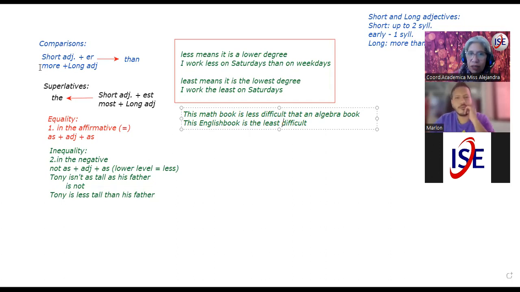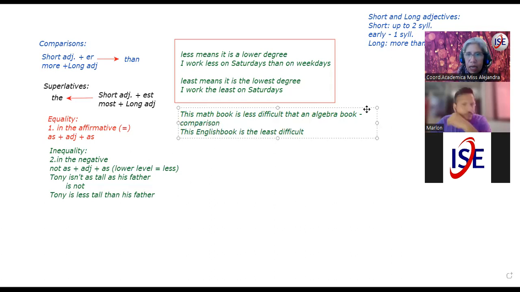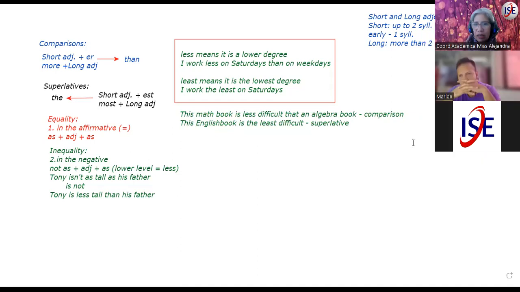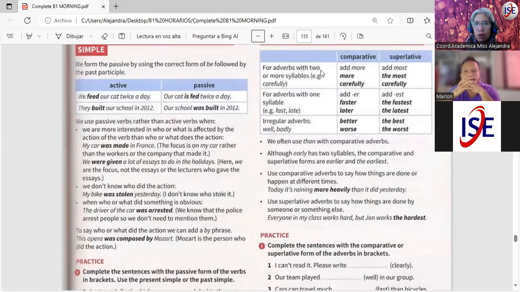Okay. First, we have the definition of less and least. And then how do we use less and least for comparisons and superlatives? In this case, this is the comparison. And the second one is the superlative. Okay? Questions about this? No, no problem. Okay, so now that you remember how it works, if you want to check it, the explanation is in this part.